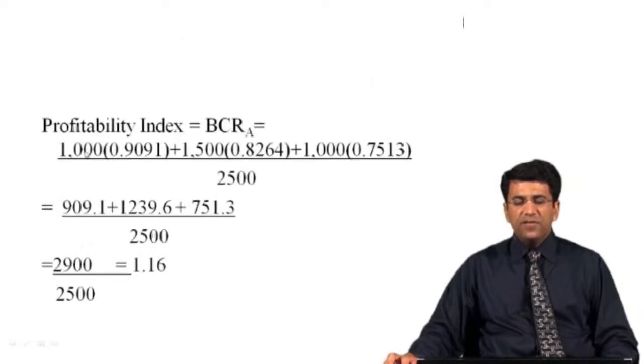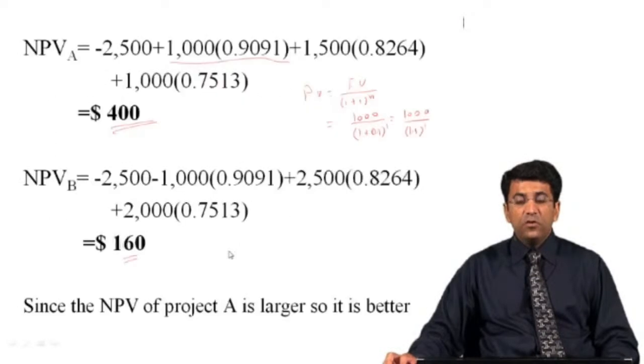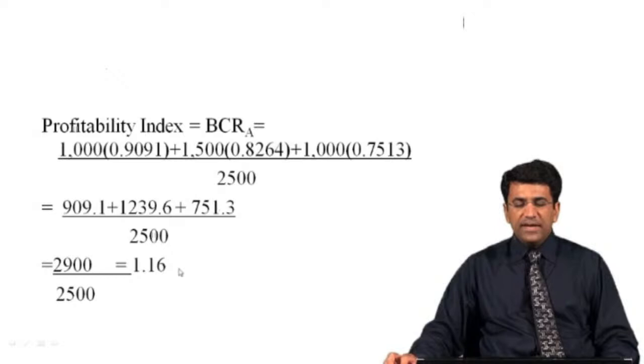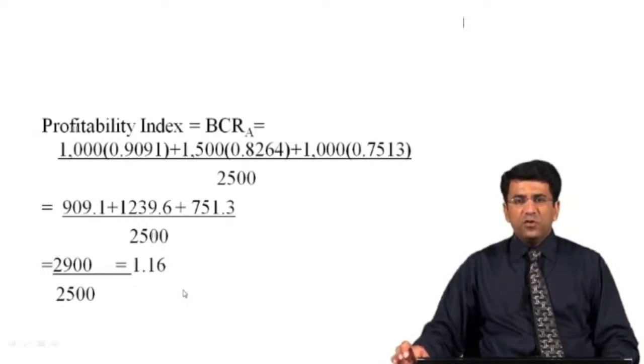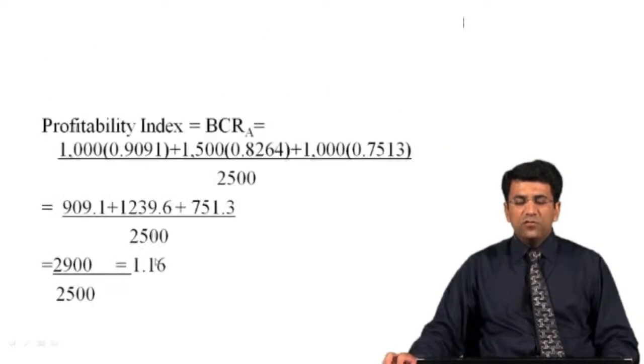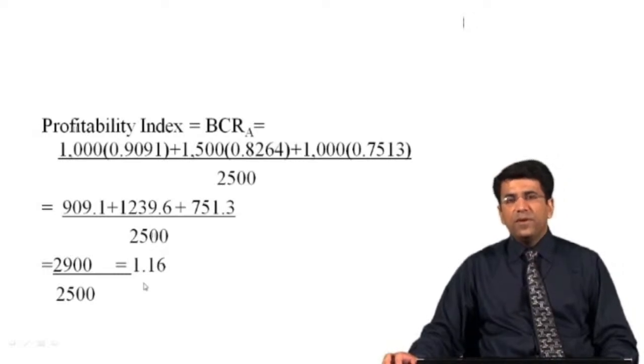So students, you can see that this is the present value of the revenue you got after 1 year. This is the present value of the revenue after the 2nd year, and this is the present value of the revenue after the 3rd year. We add up all of these values and divide by the initial investment, that is 2500, ignoring the sign of this investment. So by solving all of these values, we get the benefit cost ratio or profitability index equal to 1.16. Students, whenever the net present value is positive, its benefit cost ratio will be greater than 1. When we calculated the net present value of project A, it was $400, a positive value. So the benefit cost ratio is greater than 1 for this project, and that is 1.16.